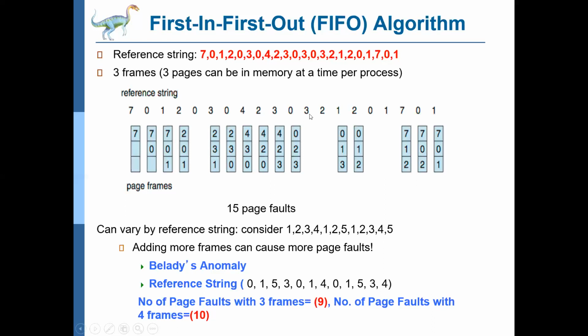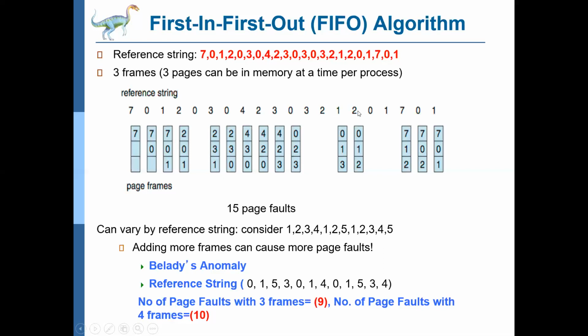So 3, the next page reference is 3, which is found, 2, which is found, so these are not page faults. When you search for 1, it is not found, so we'll find out which is the oldest one among these 0, 2 and 3. We found that 2 is the oldest one, so therefore it is replaced with 1.